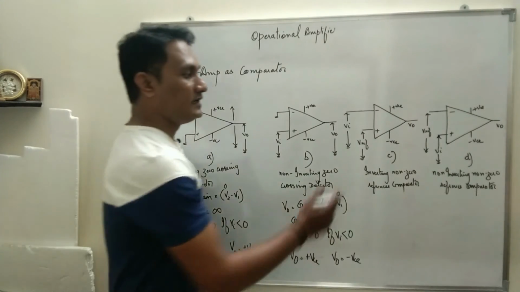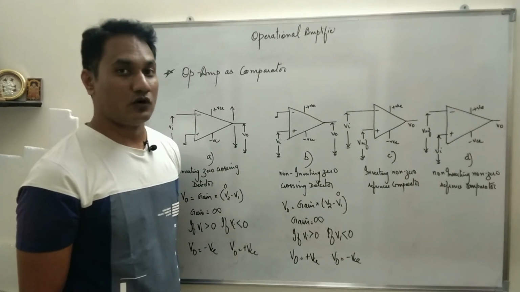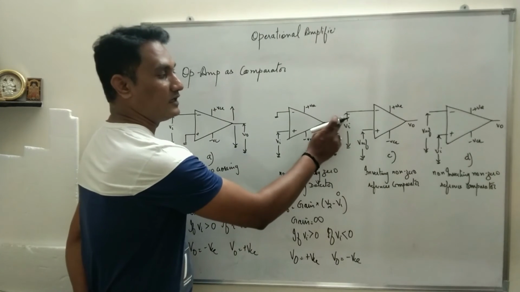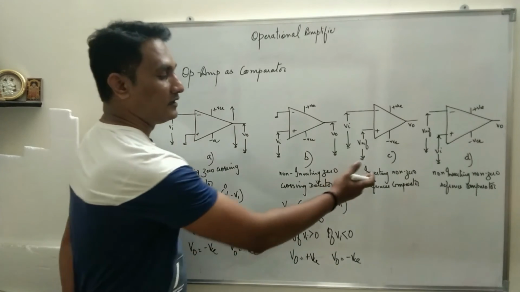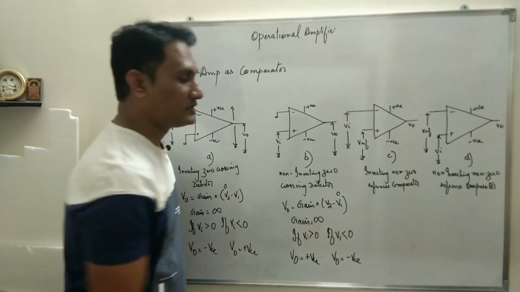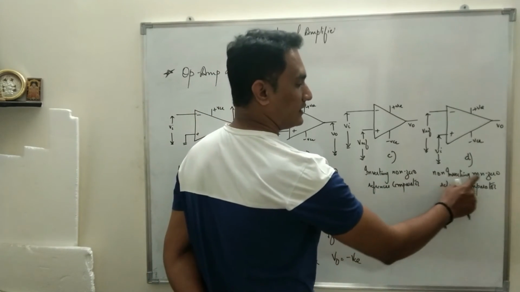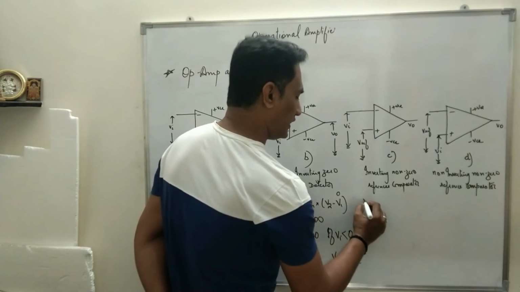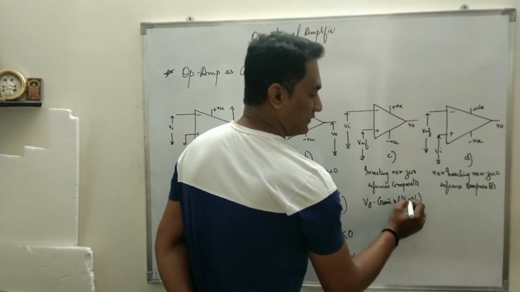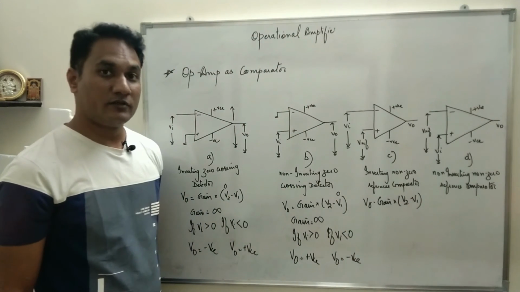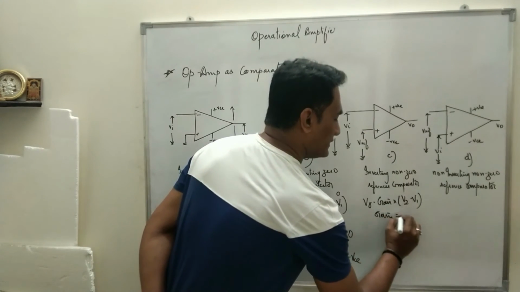In the next two circuits, instead of connecting the other terminal to ground, we have given a reference voltage. So the reference voltage will be compared with the input voltage, and these two voltages will generate output correspondingly, if it is inverting or non-inverting. So we say inverting non-zero reference comparator, and here non-inverting non-zero reference comparator. Same formula, V0 is equal to gain multiplied by V2 minus V1, where V2 is the potential applied to the non-inverting terminal, V1 is the potential applied to the inverting terminal. Here also gain is infinite.